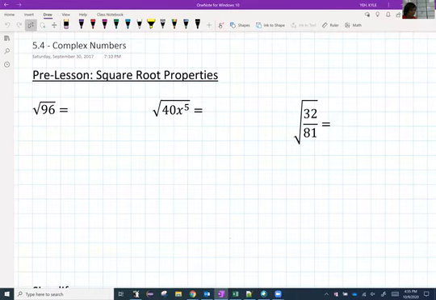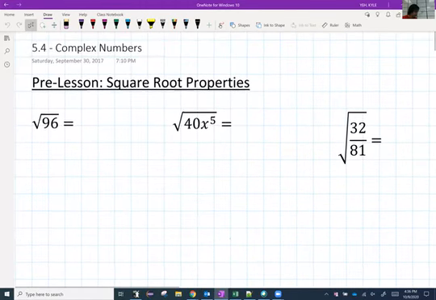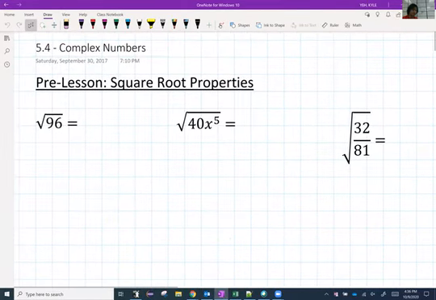All right, guys, so here is our video for 5.4, which has to do with complex numbers. And they are a little bit complex, more new than anything. But before we go into complex numbers, I like to do a quick pre-lesson, just reminding you of some really basic square root properties that you've seen before, that you know, and need to know how to simplify square roots. That's going to be huge for complex numbers.